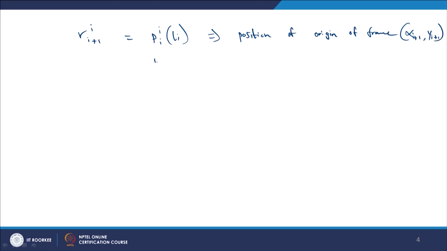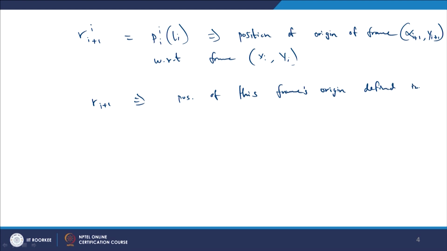That is it. Now we can have one more notation of a vector, which is r_(i+1) with respect to i, being p_i with respect to i of Li, which is nothing but the position of the origin of frame x(i+1), y(i+1) with respect to frame xi, yi, and r_(i+1) is the position of this frame's origin defined in the base frame.